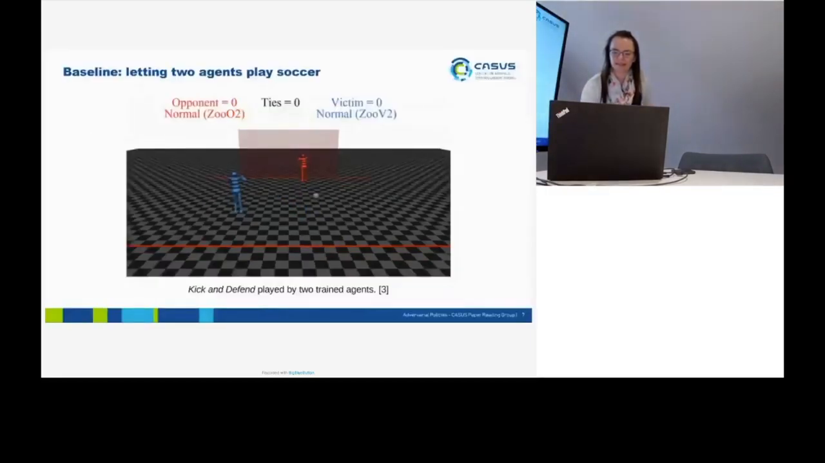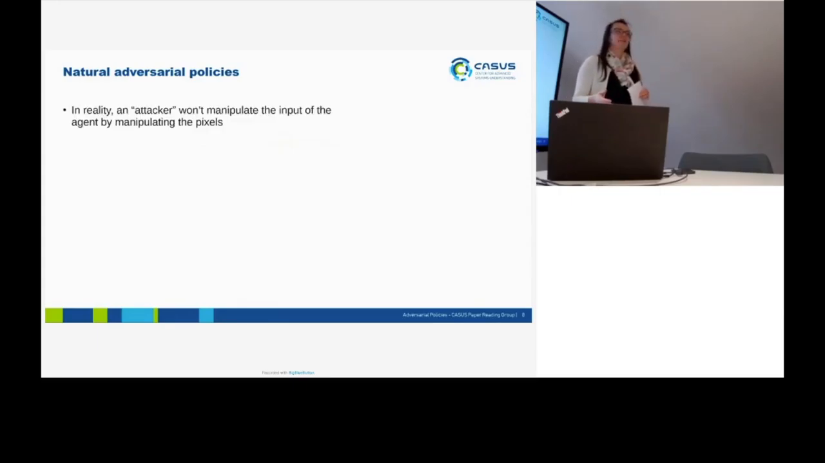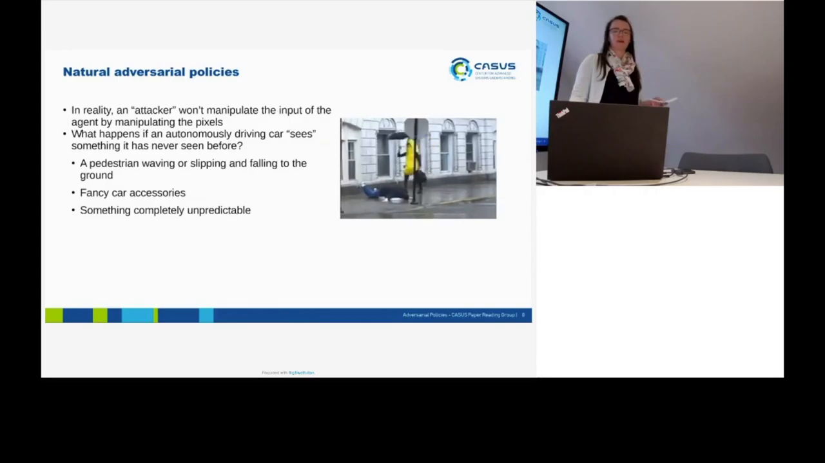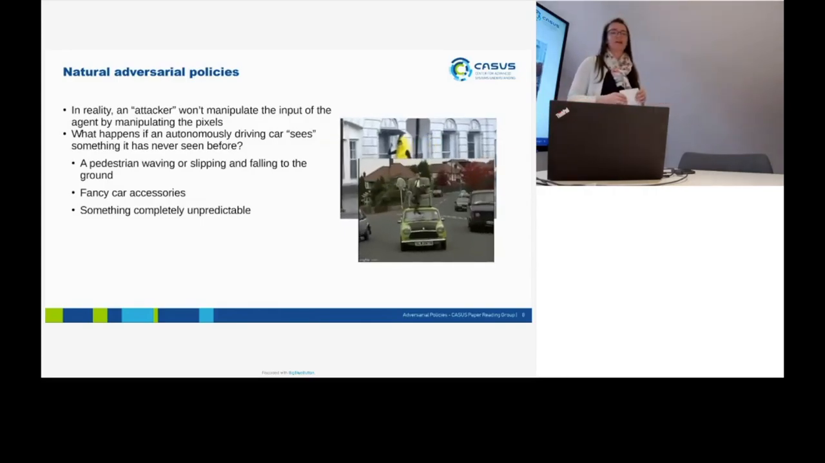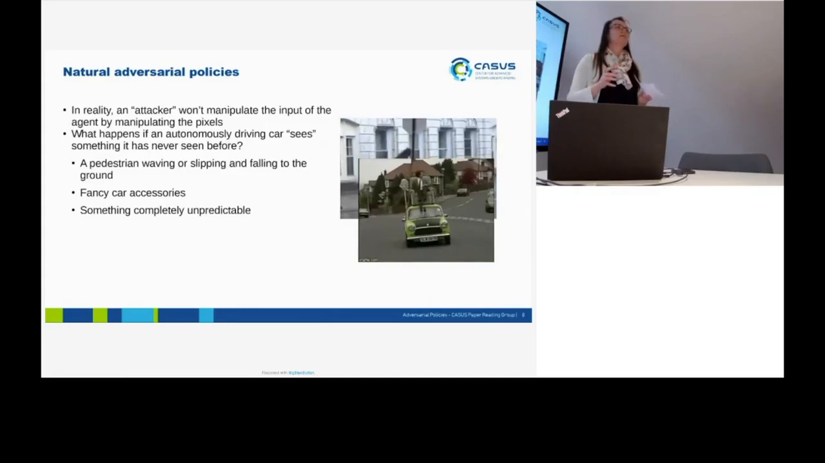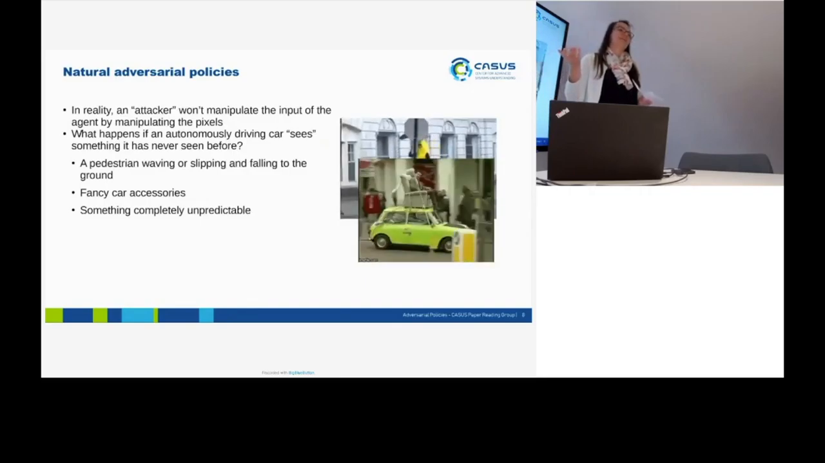And as I said, there will be something unpredictable in reality happening. And most of the time, at least if not somebody gained access to the car via hacking it, they won't manipulate the pixels of the input images. What happens if our self-driving car sees something it has never seen before, like a pedestrian slipping and falling to the ground, or fancy car accessories, or something completely unpredictable, like in the case of the Tesla Model 3, like 2 weeks ago, which crashed into a truck laying on its side with full speed.